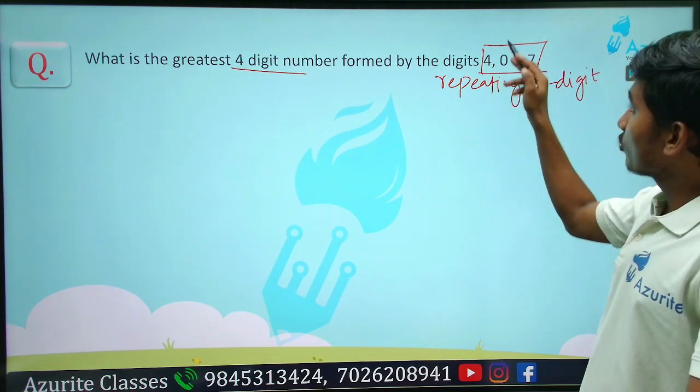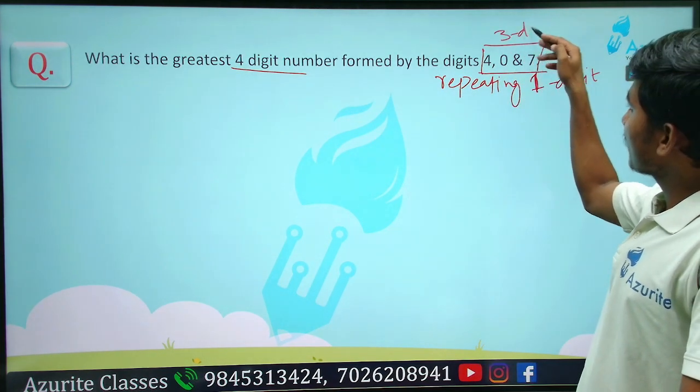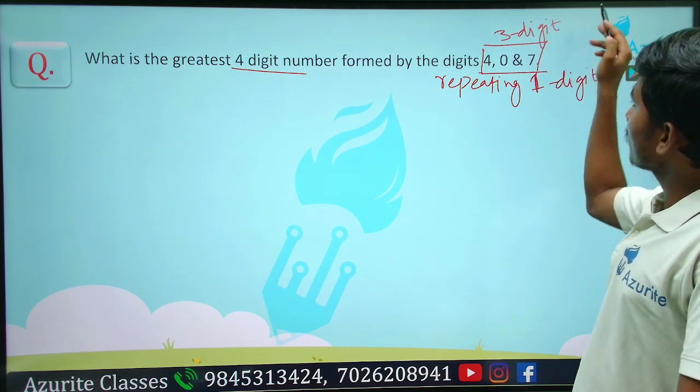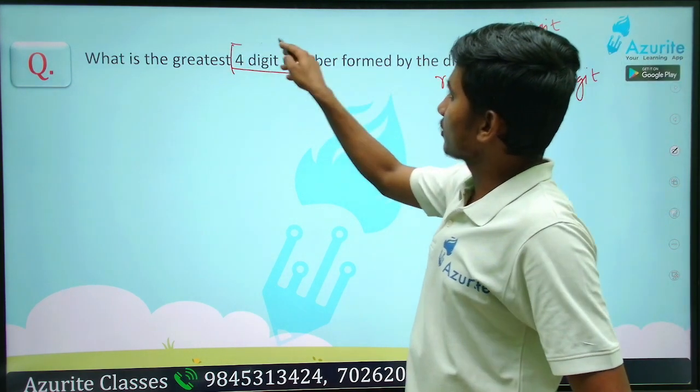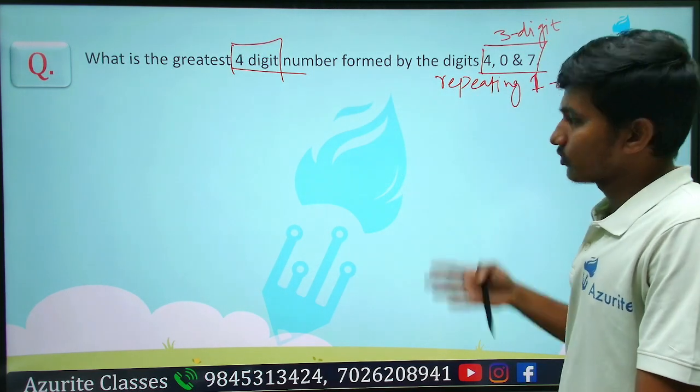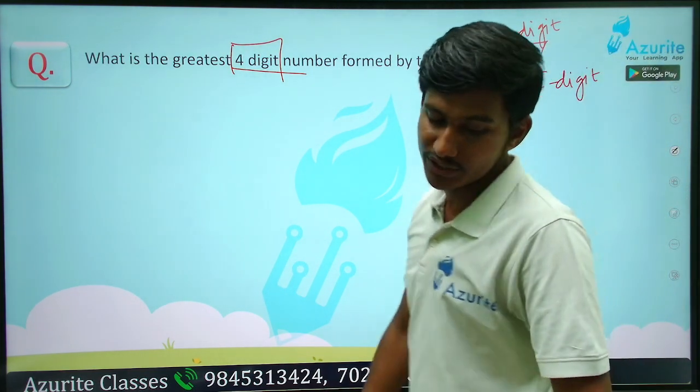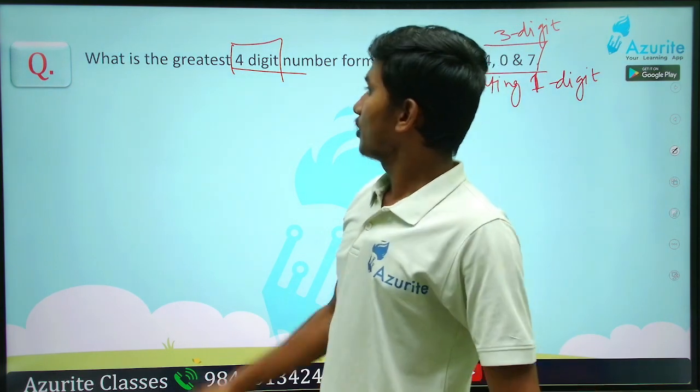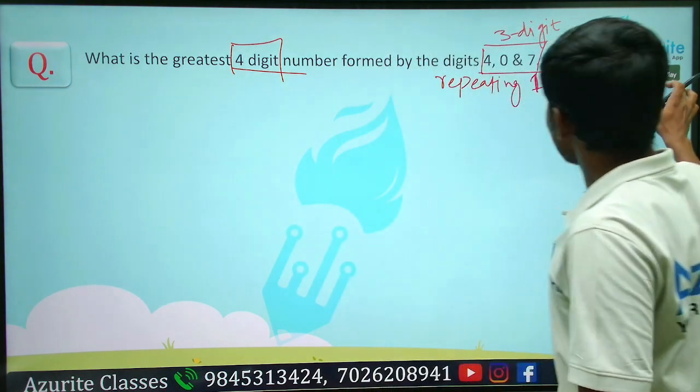So here how many digits are there? 3 digits are there, and they are asking for a 4 digit number. So with only 3 digits, one digit we have to write once again. That is why we have to repeat one digit. Okay? Understand? So now let us solve it.